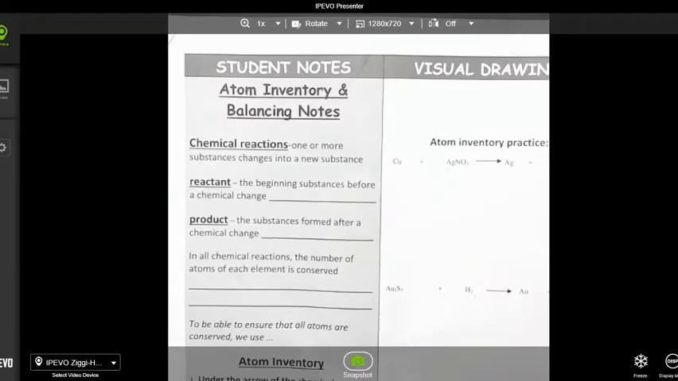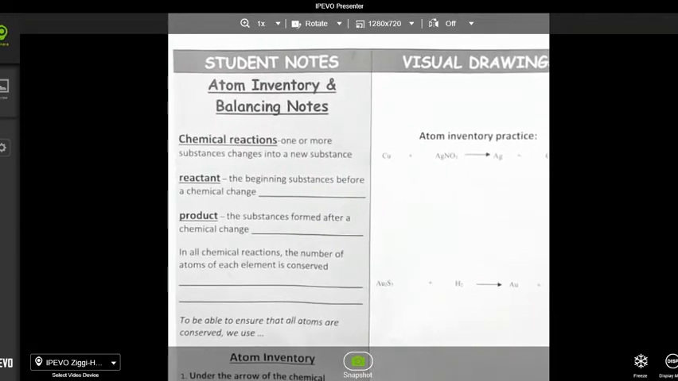So we're going to start a unit called balancing reactions. So this unit, we're going to be basically counting atoms and then figuring out how many we start with, how many we end with, and that number always needs to be the same. So before we can learn how to do that, first we need to figure out how to count the number of atoms that are in a reaction.